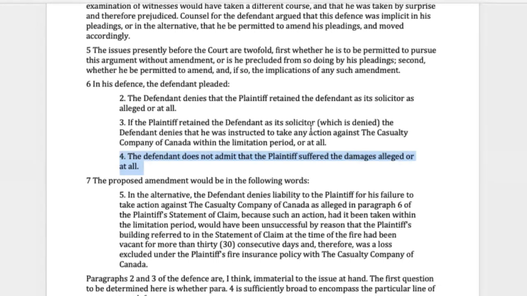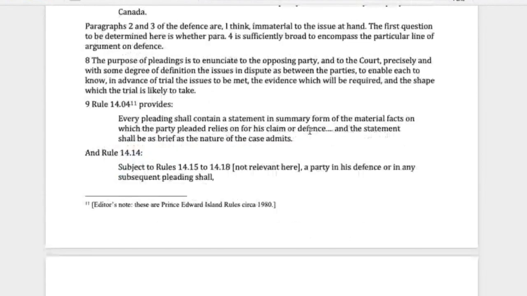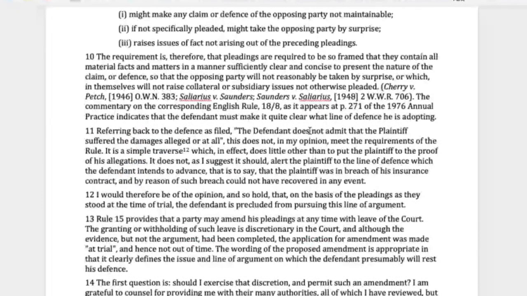So this does not fly, right? And the judge at paragraph 11 describes this as a simple traverse, which is to say formally denying the other party's statement of defense, which, the judge says at paragraph 11, in effect does little other than put the plaintiff to the proof of his allegations. It does not alert the plaintiff to the line of defense which the defendant intends to advance. That is to say, the plaintiff was in breach of his insurance contract, etc.